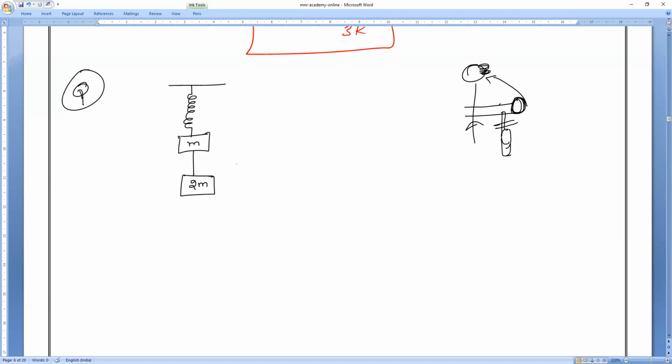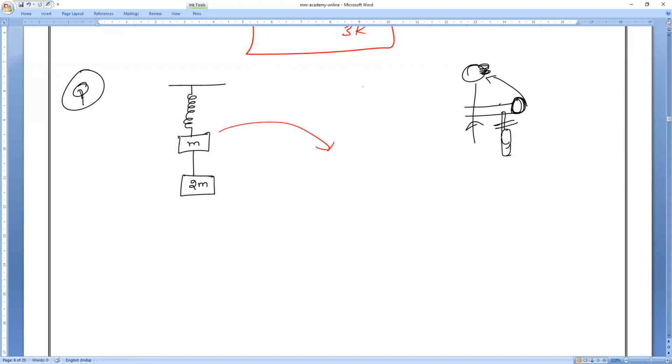The same thing here. For example, if I cut this string, then what will happen? This mass will do oscillations. Am I right or wrong, everybody? Let us see what they are saying. This is the question they are giving. So imagine that the spring has come to equilibrium.